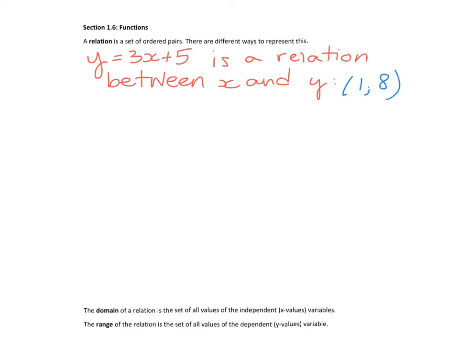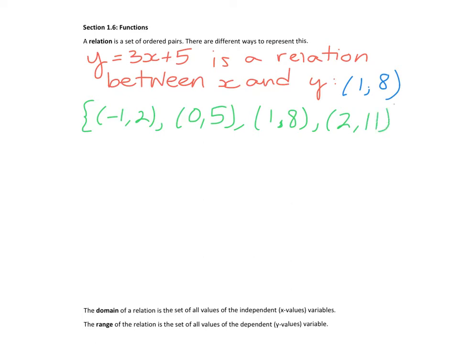We also might literally see a set of ordered pairs. We could use set notation, which looks like a profile of someone's face. And we would just gather all our ordered pairs here. So here's an ordered pair, negative 1, 2, for instance, 0, 5, 1, 8. Notice I'm using our relation y equals 3x plus 5 to get these ordered pairs. So it's literally a set of ordered pairs. And again, our set notation are the fancy brackets that look like a face.